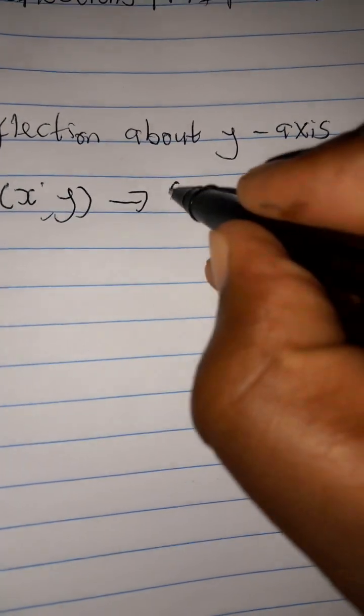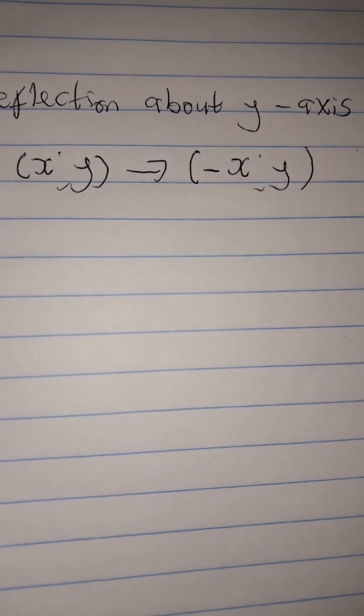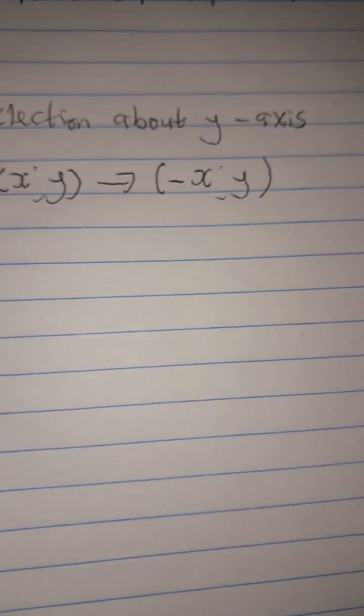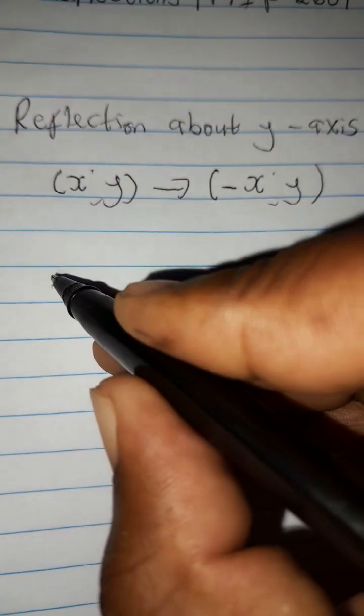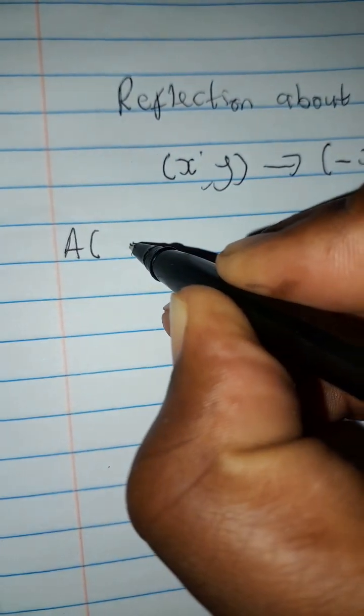When we talk about reflection about the y-axis, the rule is (x, y) goes to (-x, y). What changes is your x value, which becomes negative, and your y value remains the same. Let's consider that you have A as (-6, 5), and you have to reflect this about the y-axis.